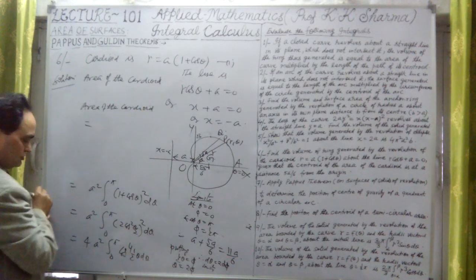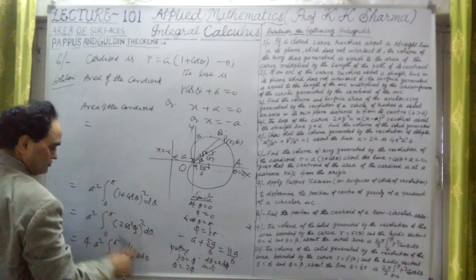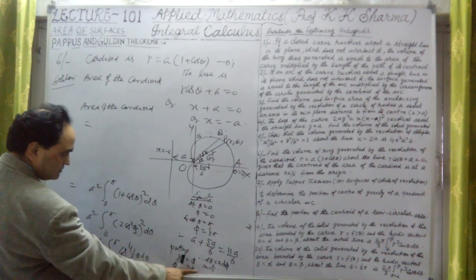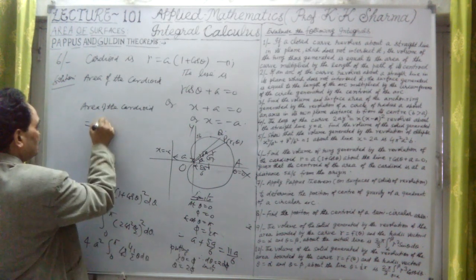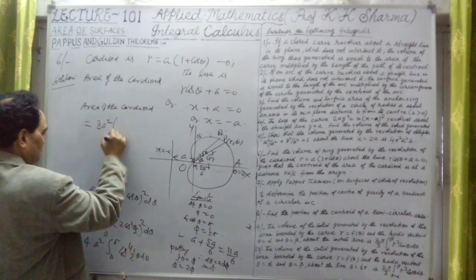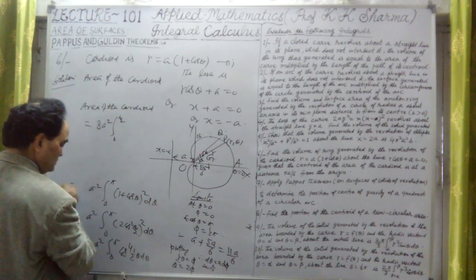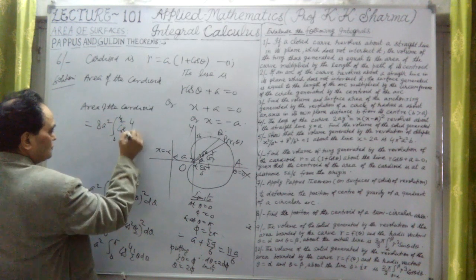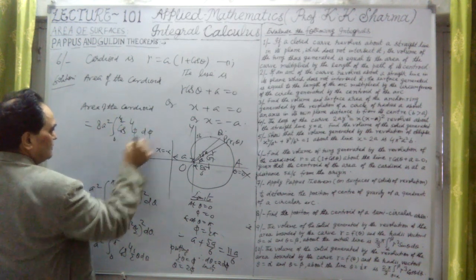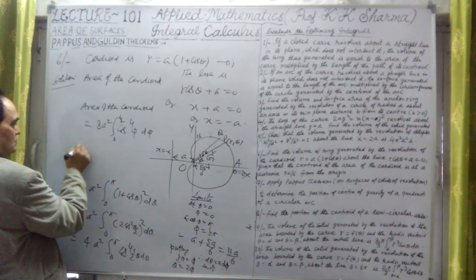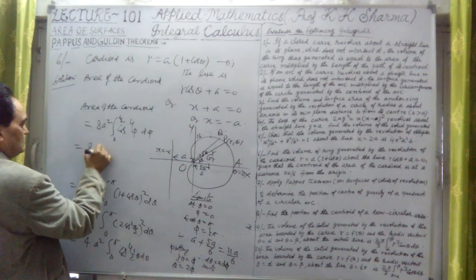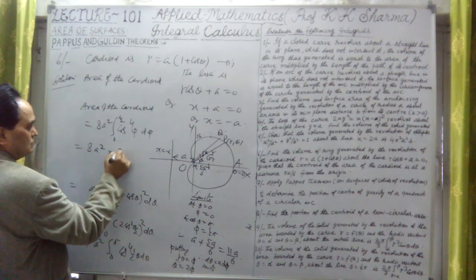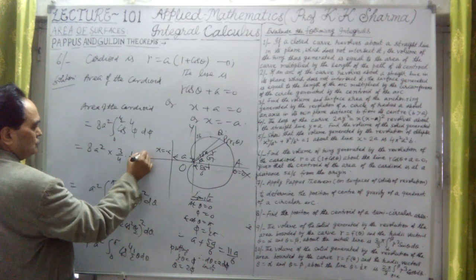Area of the cardioid is equal to 4a square into 2 into d theta d phi. So it will be 8 into a square, integral from 0 to pi by 2, cos 4 phi into d phi. This is the value here. What is this value? Therefore, 8a square into 3 by 4 into 1.2 into pi by 2.